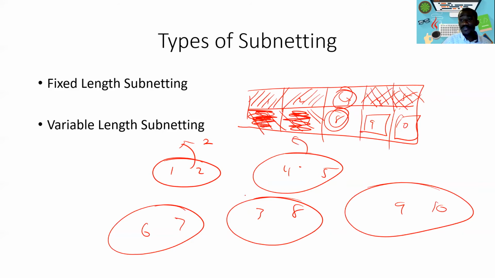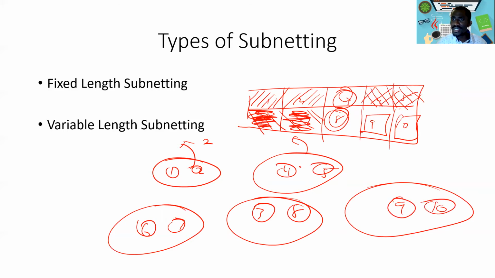So this is what we call the fixed length subnet mask. The length of each network is the same. Even when we divide it, we divide it in equal chunks. So basically, we have 2 here in this network, we have 2 here in this network, we have 2 here in this network, we have 2 here in this network. And this is the concept of fixed length subnet mask.